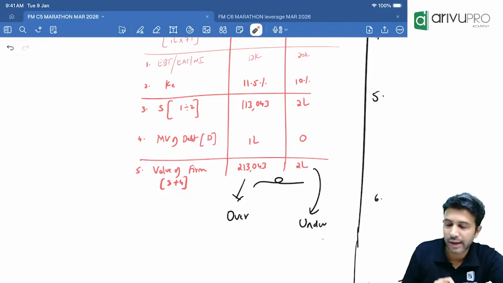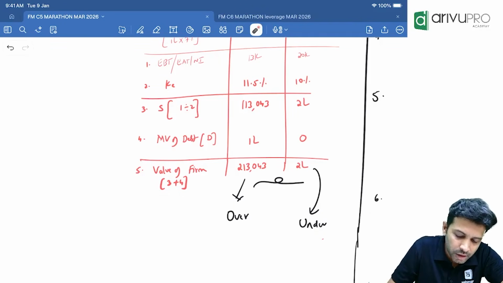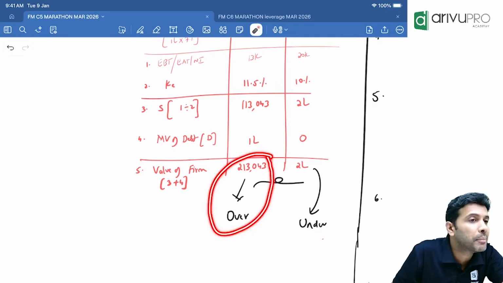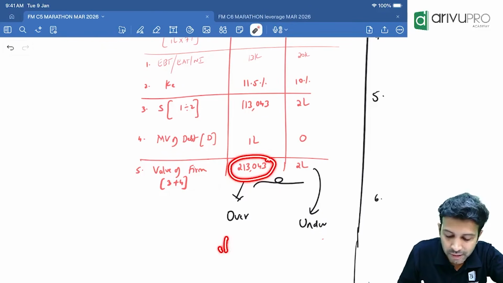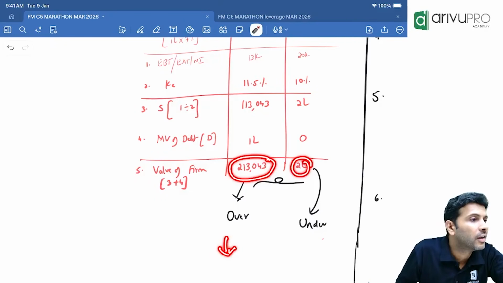Now think, it's a simple economics concept. If more and more people sell M's shares, what will happen? If the supply is more than demand, what will happen? Price will fall. So if more and more people start selling M's shares, M's value will go on reducing. Whose firm's shares are they buying? N's.